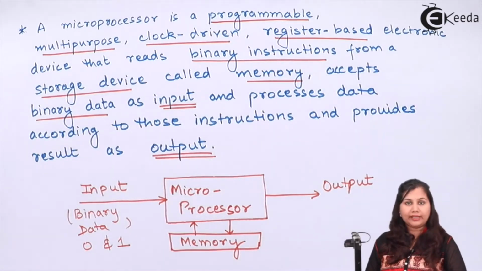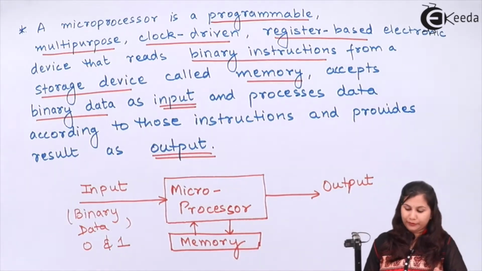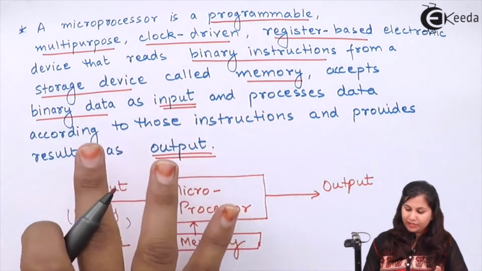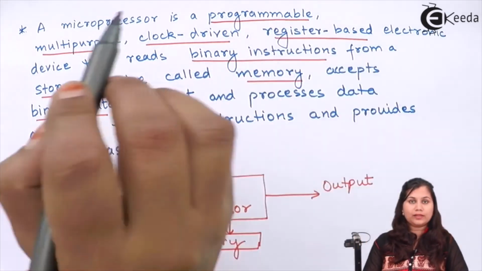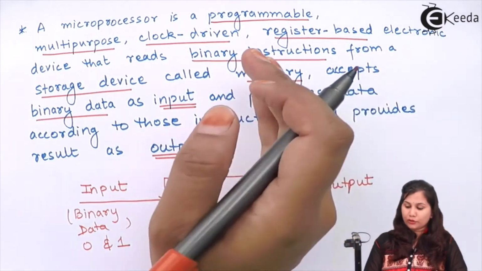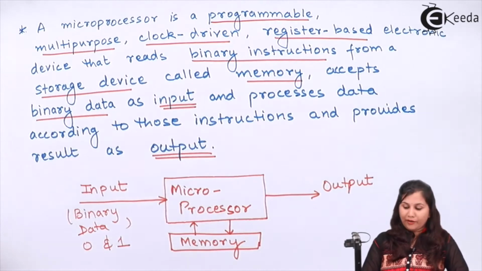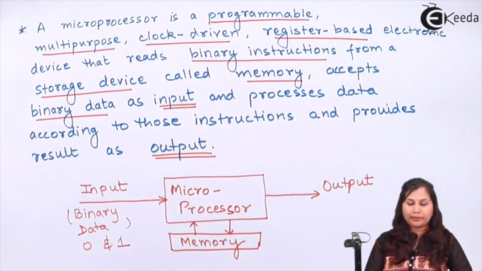It is having an input and it is giving the result as the output. So now in this definition, I have underlined these words: programmable, multipurpose, clock driven, register based. So we are going to discuss these terms one by one. First, we will start with programmable.